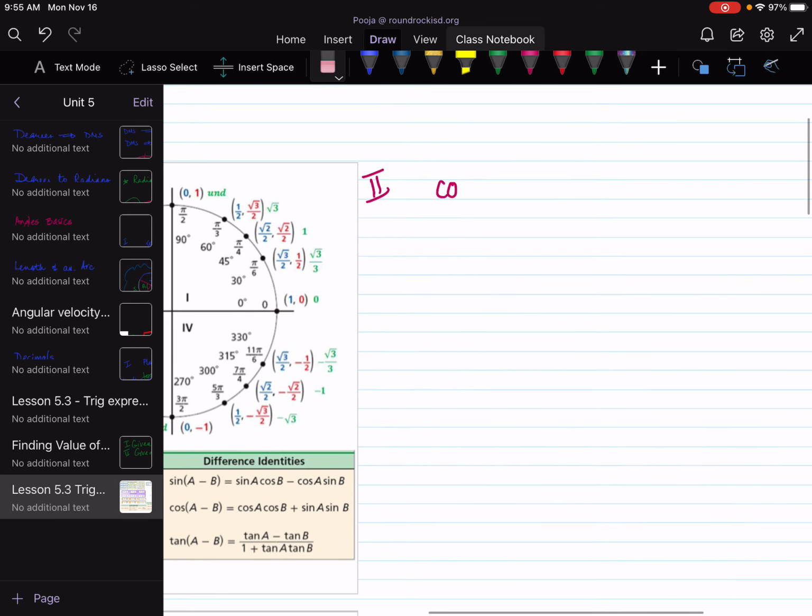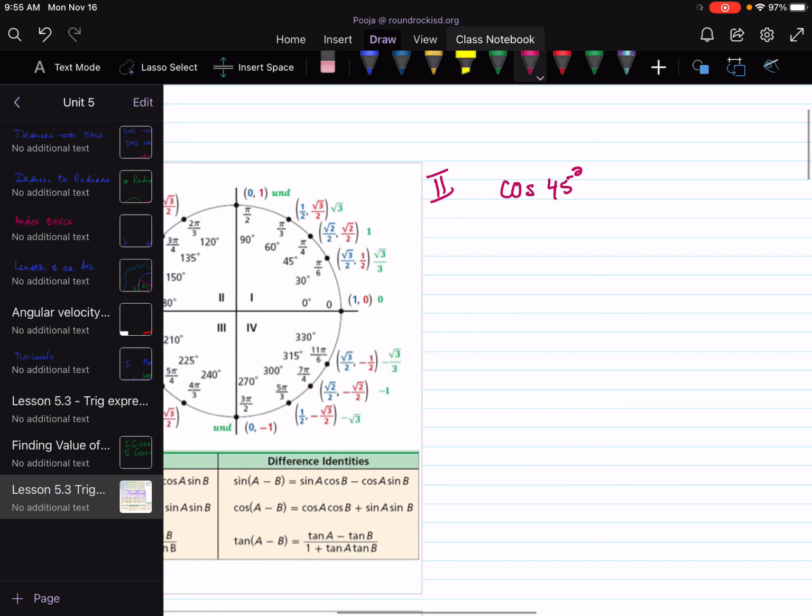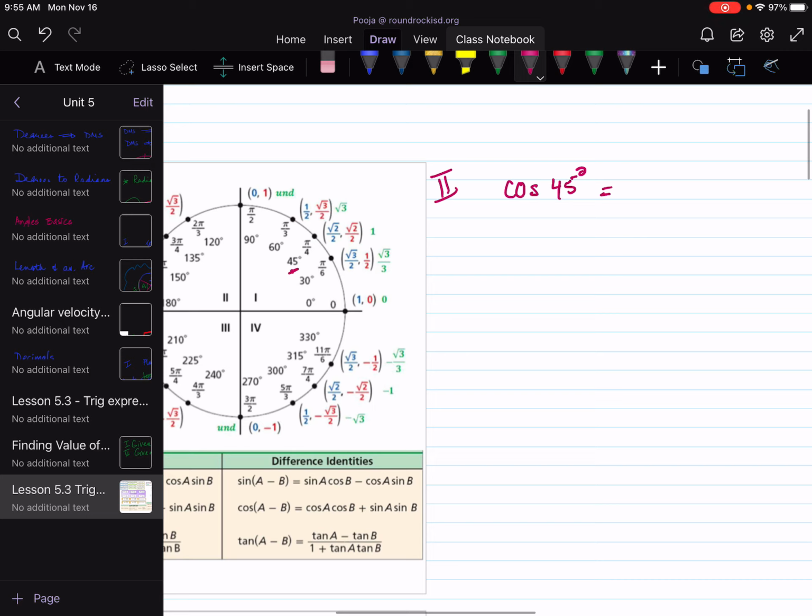Let's start simple. Cosine of 45. So go ahead and locate 45 right there. And as I said, cosine is the x-coordinate. So root 2 over 2, and we are done with that. Let's say we have sine of 7 pi over 4. First, I need to locate that angle. 7 pi over 4 is right here. Sine is the y-coordinate, so be sure to pick the y-coordinate, not any other. Negative root 2 over 2, done.